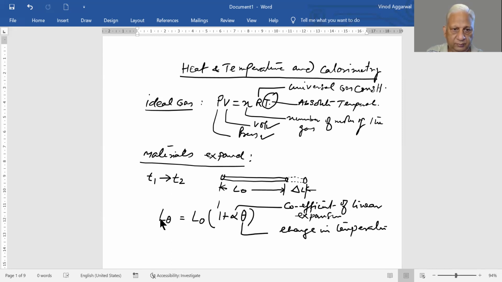So the length of a body at any temperature theta is given as the length of the body at temperature 0 multiplied by 1 plus alpha theta, where theta is the difference between the original temperature at which we took the length and the current temperature at which we want to find the length.